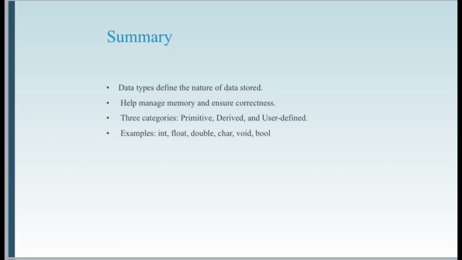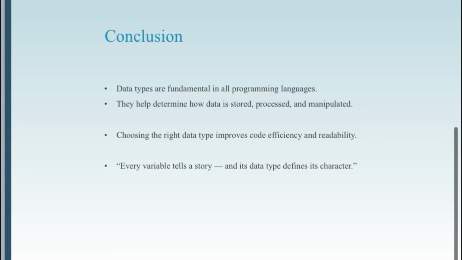We learned that data types define the nature of data stored. They help manage memory and ensure correctness. We learned about three categories of data types and examples of data types. Finally, data types are fundamental in all programming languages. They help determine how data is stored, processed, and manipulated. Choosing the right data type improves code efficiency and readability. Every variable tells a story, and each data type defines its character.